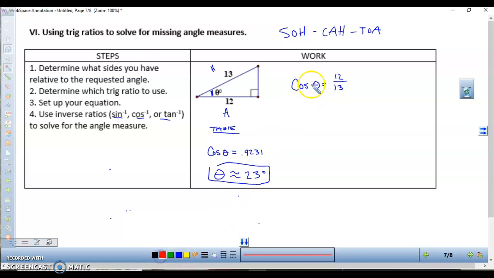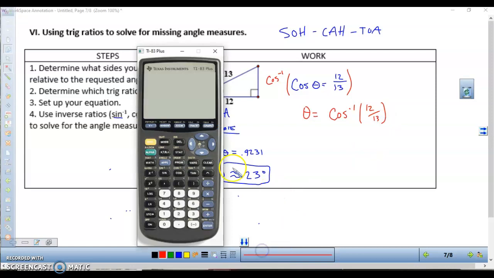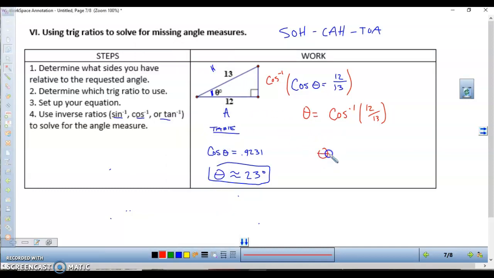So what I'm going to do to both sides is I'm going to do the inverse cosine of both sides. And when I do that, inverse cosine and cosine are inverse operations that cancel out. So I get theta is equal to the inverse cosine of 12/13. So all I got to do now is just in my calculator, type in inverse cosine of 12/13, and I get around 23 degrees. So theta is approximately 23 degrees.